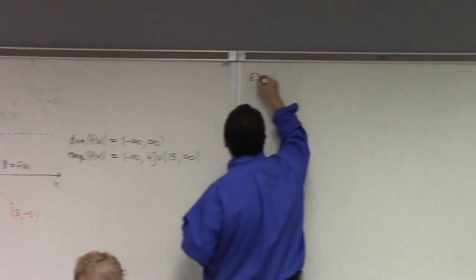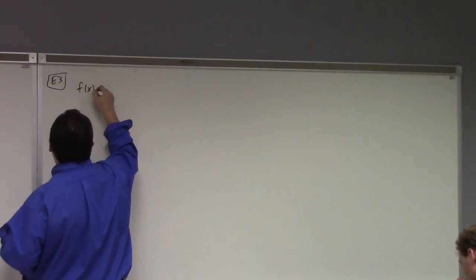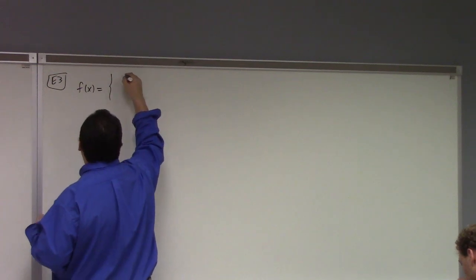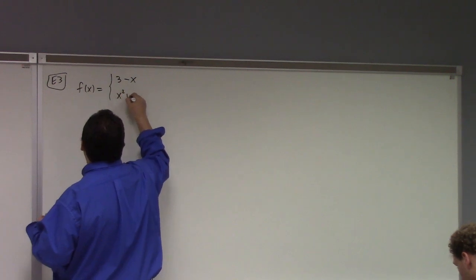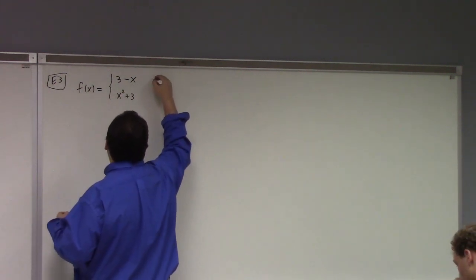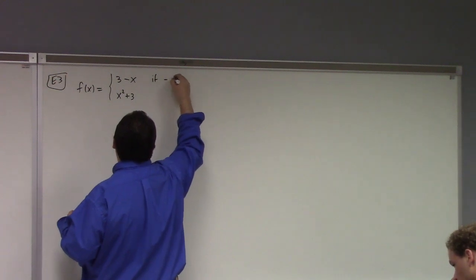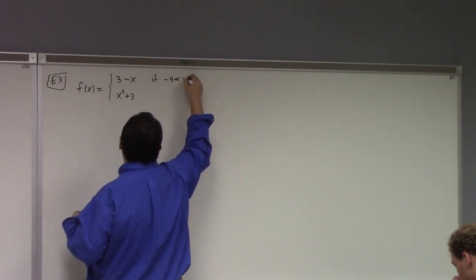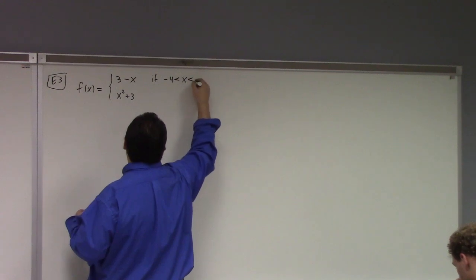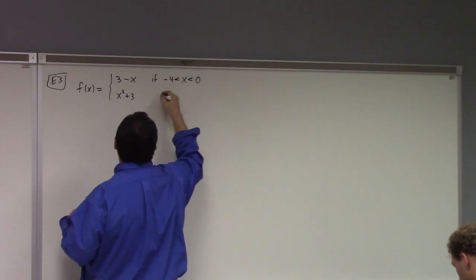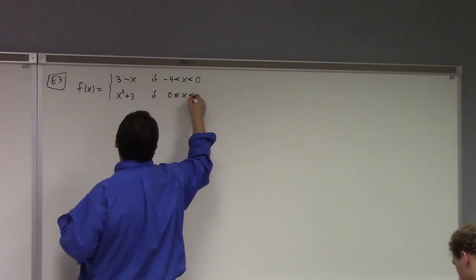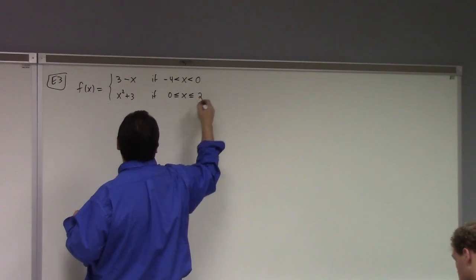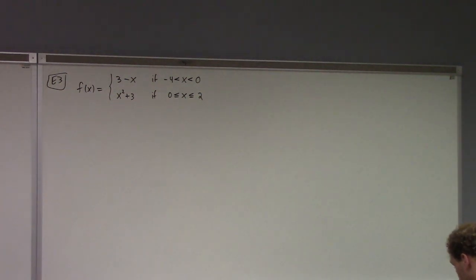We could have something like f of x equal to, I don't know, 3 minus x and x squared plus 3. This would be, say, if minus 4 is less than x is less than 0, and if 0 is less than or equal to x is less than or equal to, let's say, 2. This one will have a domain which is not all real numbers.